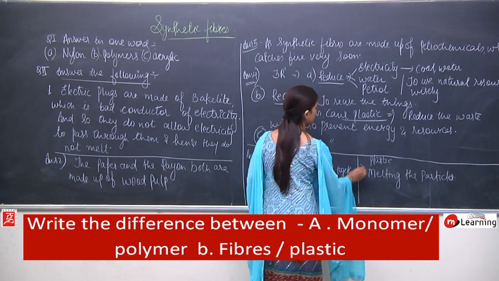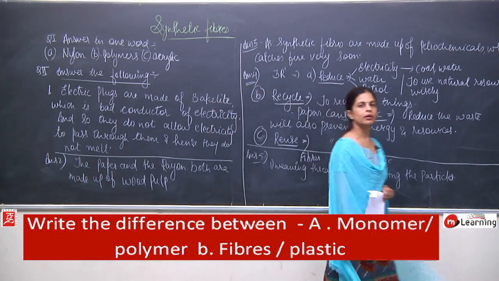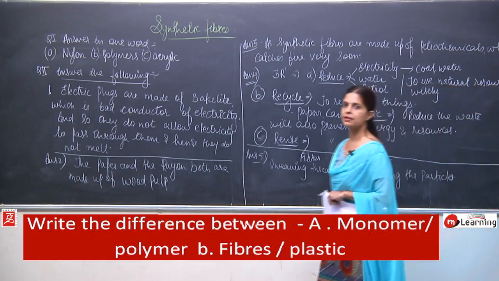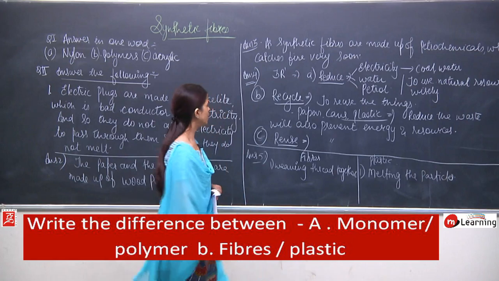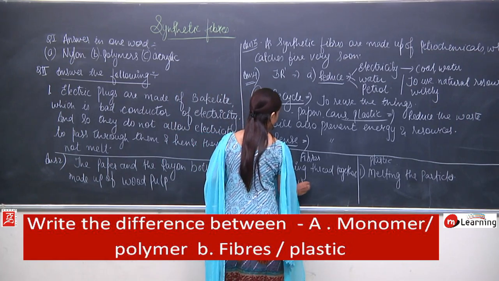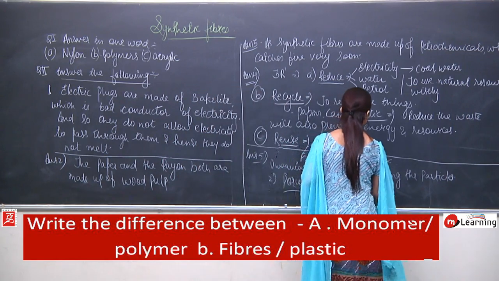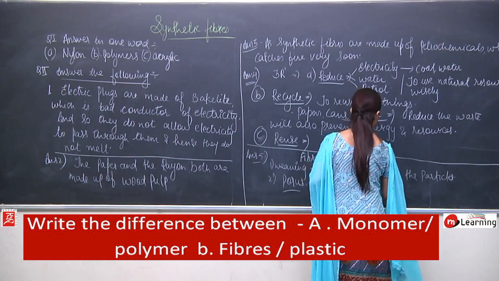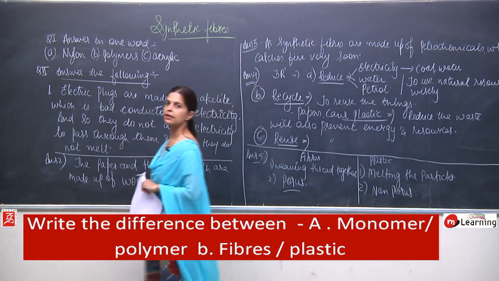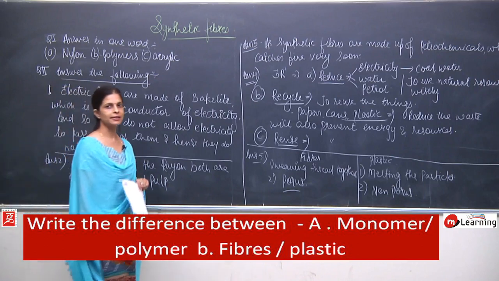So the difference first of all is in how it is formed. Second thing, we all know the fibers are porous. They have asked for two differences, so we will talk about the two differences only. The fibers are porous, but the plastics are non-porous. They won't absorb. Fibers absorb the sweat and the water also, but plastic won't absorb.